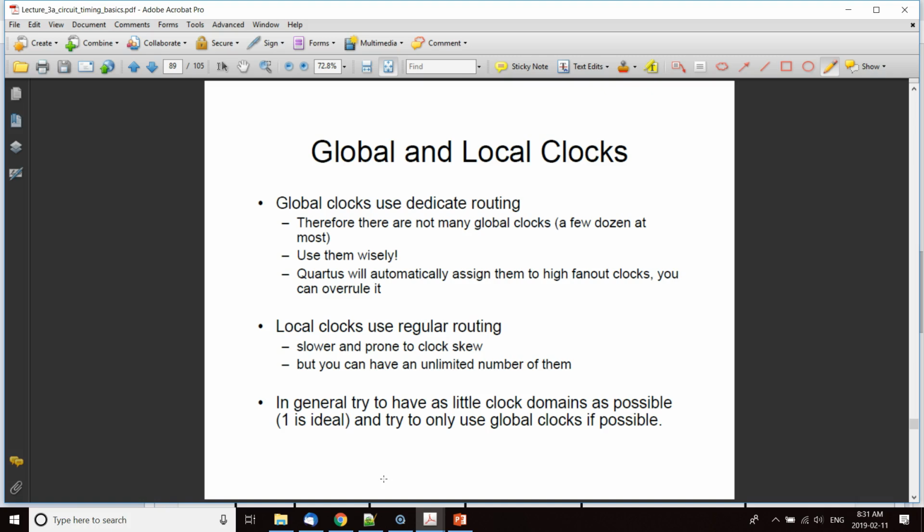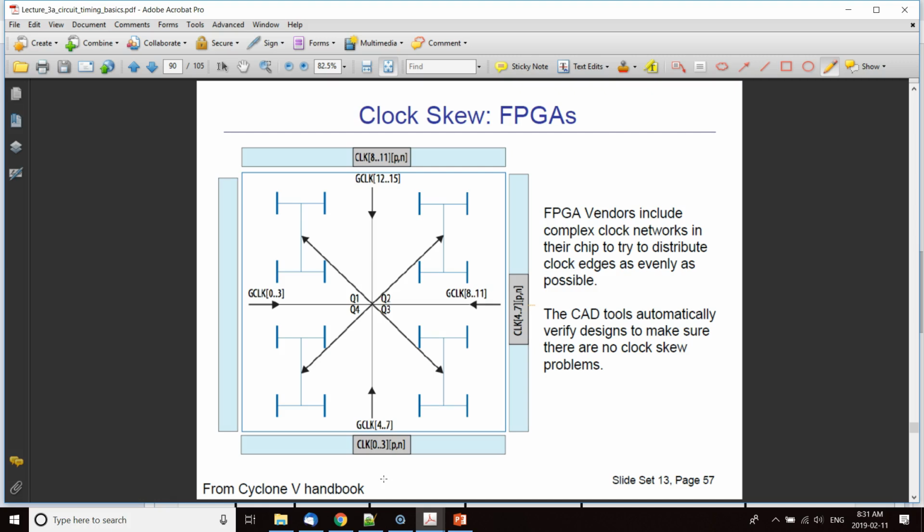So this happens quite a lot. The compiler will not do a perfect job, and you would need to specifically set clocks to be global. Any questions? Global clocks, local clocks? It's very important. That's one of the most common issues you'll encounter in compiling big designs.